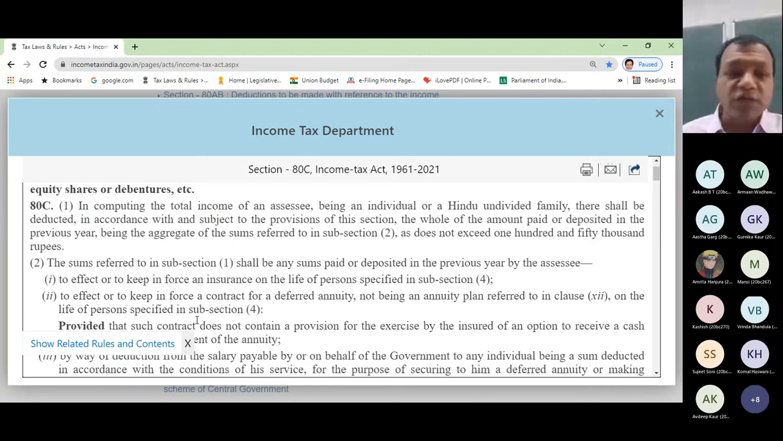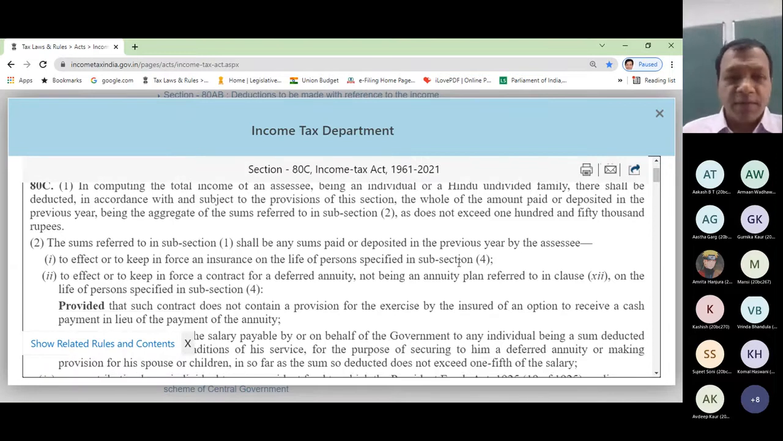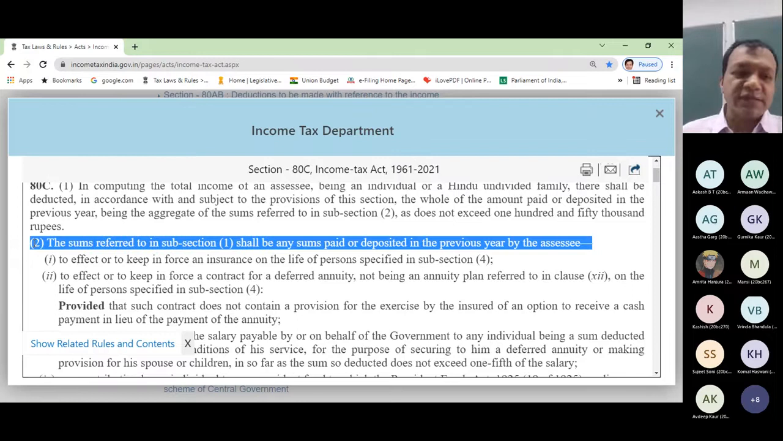There are 21 such contributions. 21. You are not supposed to learn all 21, but the relevant ones I will tell you. I would first like to give you an idea how this is written in the Act. Subsection 2: The sums referred to in subsection 1 shall be any sums paid or deposited in the previous year by the assessee. Clause 1.